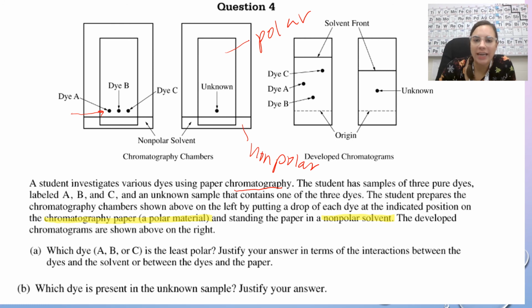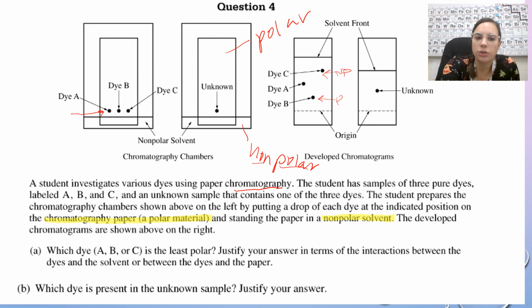So A says, which dye is the least polar? Justify your answer in terms of the interaction between the dyes and the solvent, or between the dyes and the paper. So if we look, B traveled the slowest, the least distance. C traveled the furthest, which is the most distance. So the solvent itself is non-polar, so C must be the most non-polar, while B must be the most polar. This makes sense. B was attracted to the polar paper, so it moved very slowly, while C was attracted to the non-polar solvent, so it moved faster with the solvent.